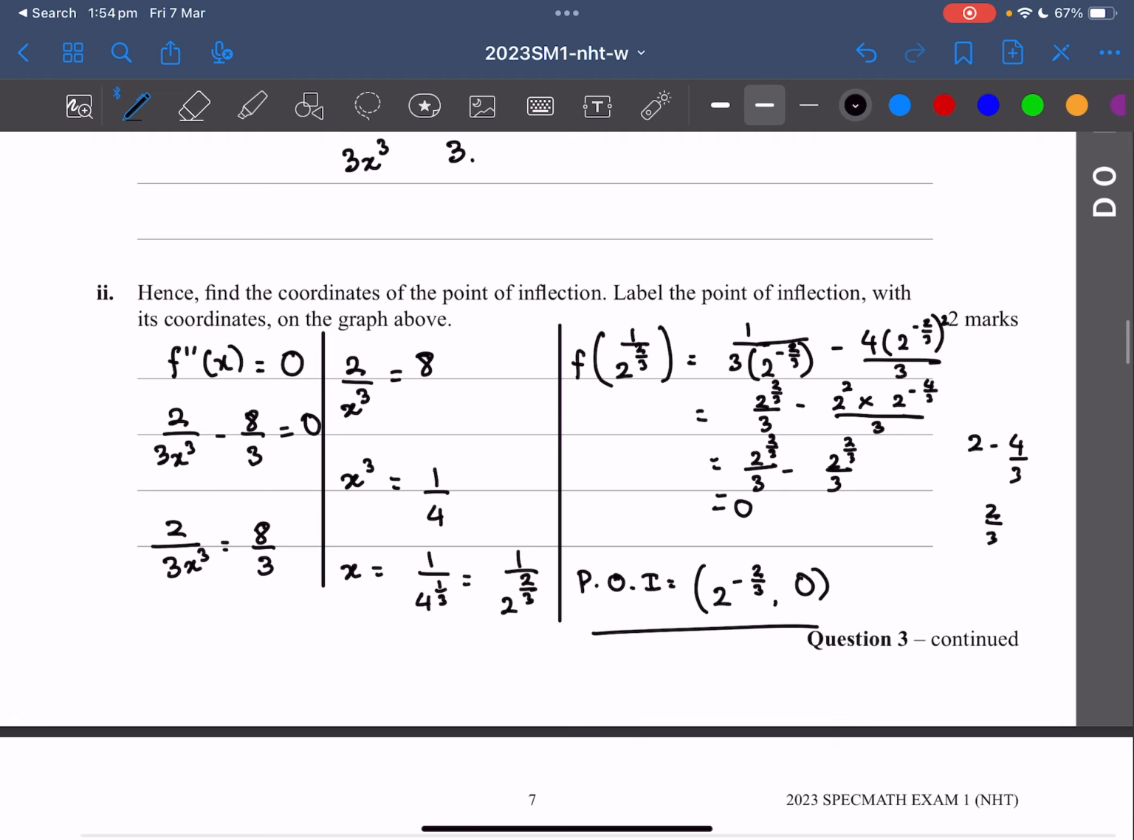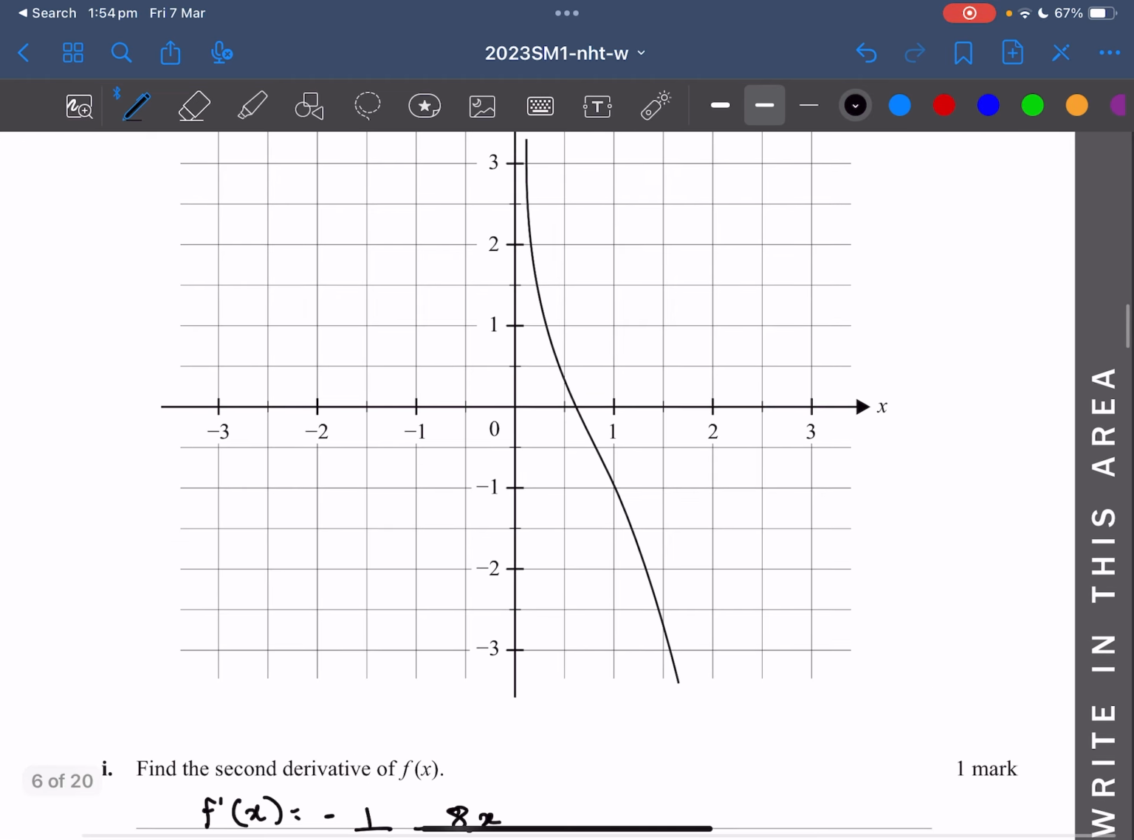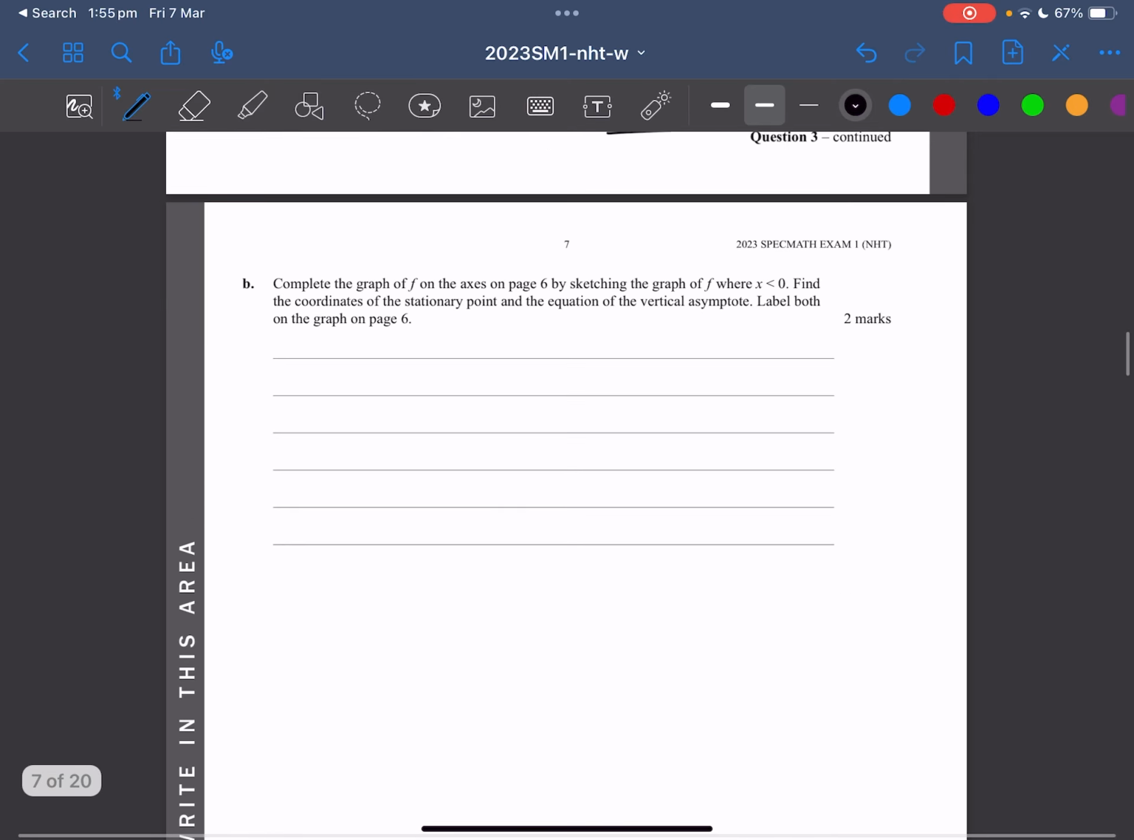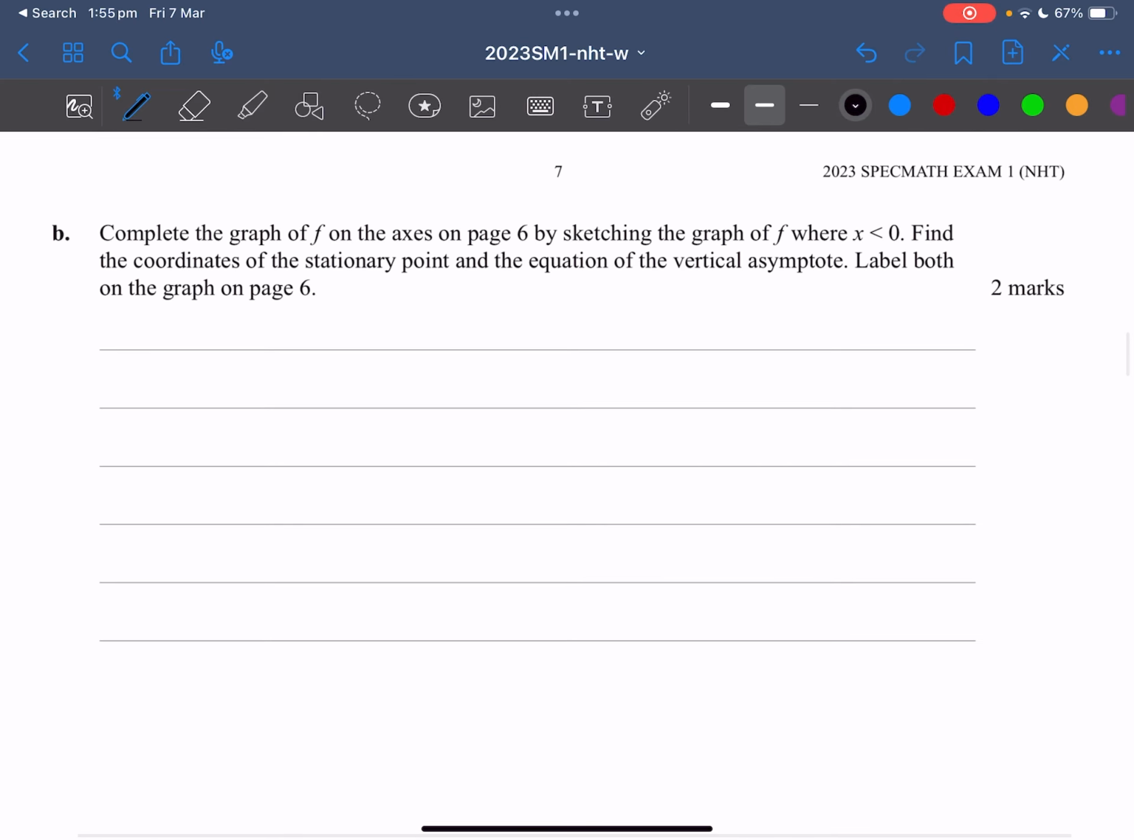Okay? And we also have to label the point of inflection on the graph. So that is just going to be the x-intercept. So 2 to the power of minus 2 on 3 and 0. Okay? Alright, so complete the graph of f on the axes on page 6. By sketching the graph of f where x is less than 0, find the coordinates of the stationary points and the equation of the vertical asymptote. Label both on the graph on page 6.